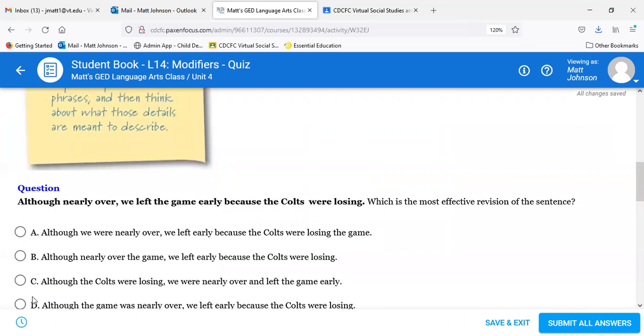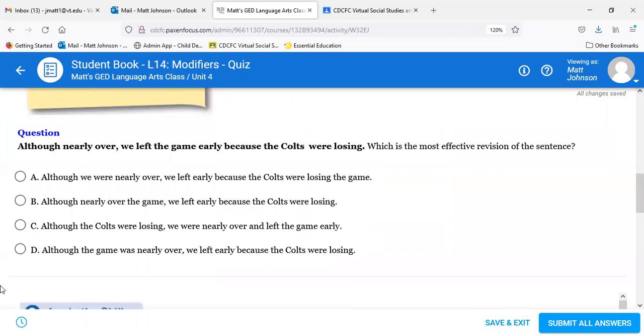Let's see. Grace, you try number 1 for us. Although nearly over, we left the game early because the Colts were losing. Which is the most effective revision of the sentence? A, although we were nearly over, we left early because the Colts were losing the game. B, although nearly over the game, we left early because the Colts were losing. C, although the Colts were losing, we were nearly over and left the game early. D, although the game was nearly over, we left early because the Colts were losing.